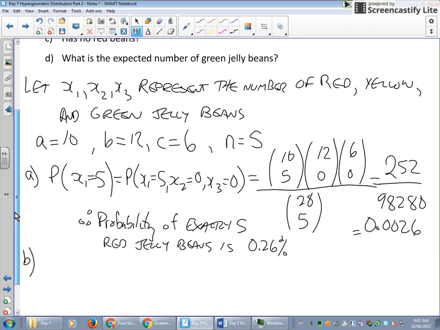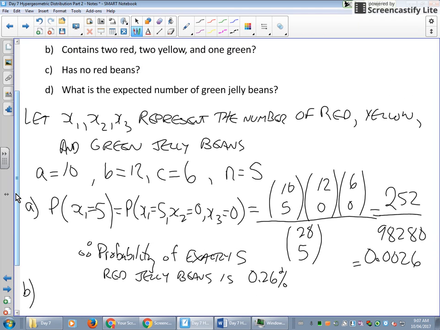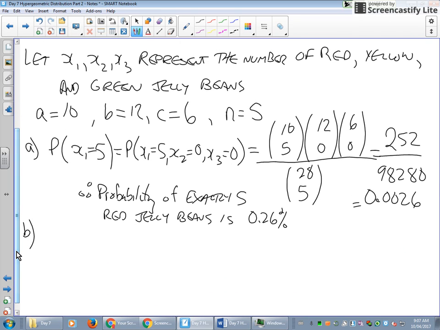Question B is asking us for the probability that contains 2 red, 2 yellow, and 1 green. So in this case, we need to write down 2 red, so our x1 is 2, 2 yellow, our x2 is 2, and 1 green, our x3 is 1. 2, 2, and 1 add up to the total 5 jelly beans that we're drawing.